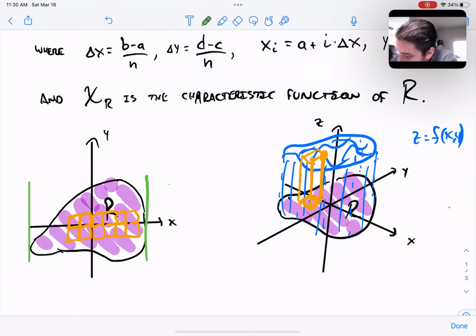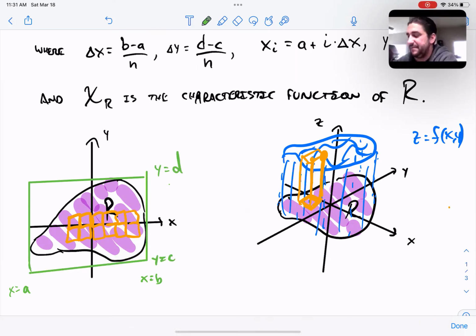So pick x equals a and x equals b as the horizontal boundaries of your rectangle, and then pick y equals c and y equals d as the vertical boundaries of the rectangle. And then you get this little box that your region R lives inside.